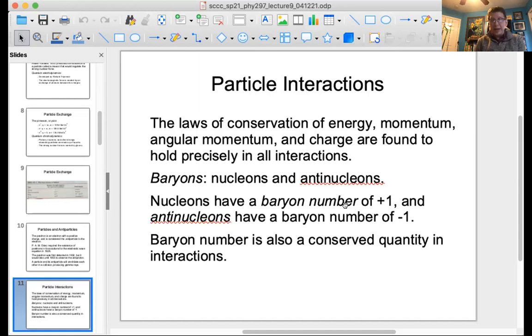Antinucleons have a baryon number of -1. The baryon number is conserved in interactions. So that's another conservation law, that the baryon number can't change. It's one of the ways of figuring out if a reaction is possible or not. Is the baryon number conserved? Is energy conserved? Is momentum conserved? All these things.